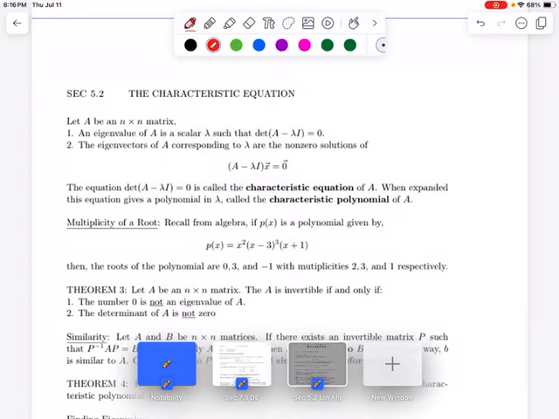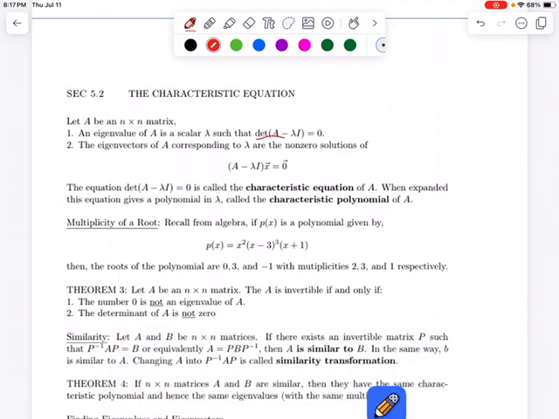Section 5.2, the characteristic equation. So let A be an n by n matrix. We learned from Section 5.1 that an eigenvalue of A is a scalar lambda such that the determinant of A minus lambda I is equal to 0. So what is A minus lambda I?